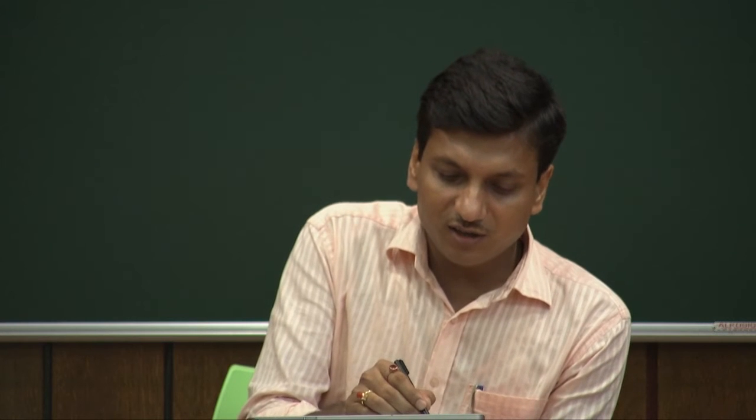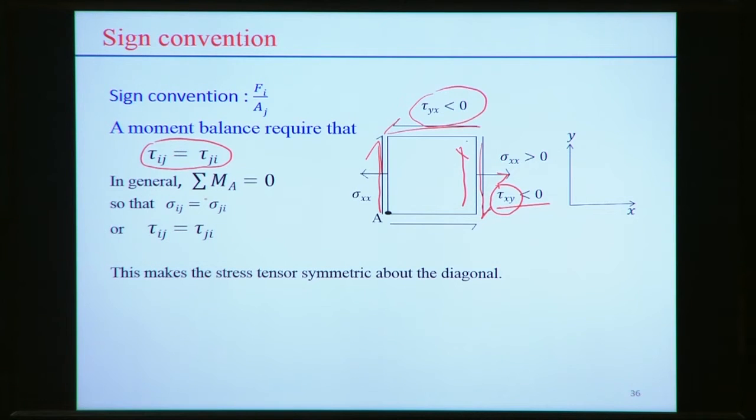Now if we take moments with respect to A, the moment equals 0 for this element, so we can say that tau ij equals tau ji, or sigma ij equals sigma ji. That makes the stress tensor symmetric with respect to the diagonal. So in all the stress analysis we will be using the symmetric stress matrix and the symmetric strain matrix further.